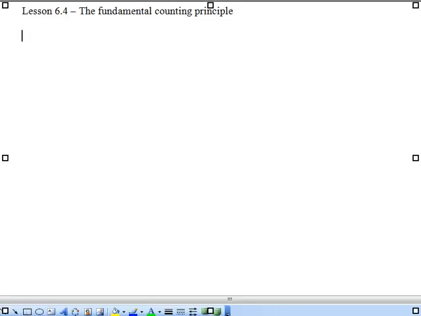Okay, lesson 6.4 is on the fundamental counting principle. This was the lesson where we got to make tree diagrams. So if you look at your chapter review, page 385, lesson 6.4, the review example says Amos has 3 shirts, 2 sweaters, 4 pairs of slacks, and 2 ties. How many possible outfits can he choose from? And it says use the fundamental counting principle.